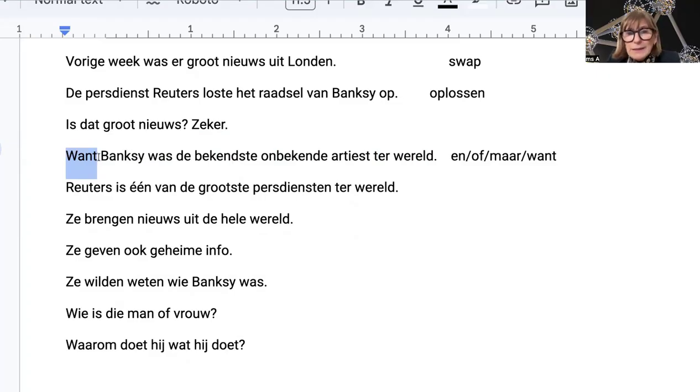And the word want, see what I wrote here, en of maar want. If you start the sentence with one of those words, there is nothing special with the structure. It's simply followed by subject and verb. Okay, so we see here subject-verb.